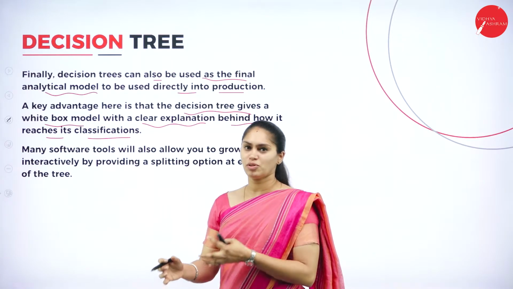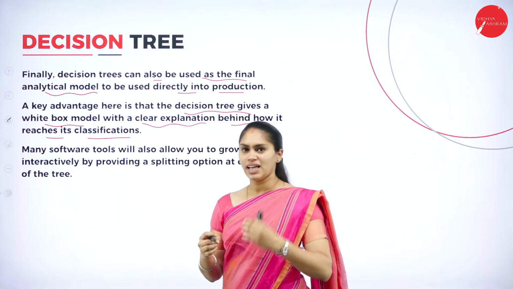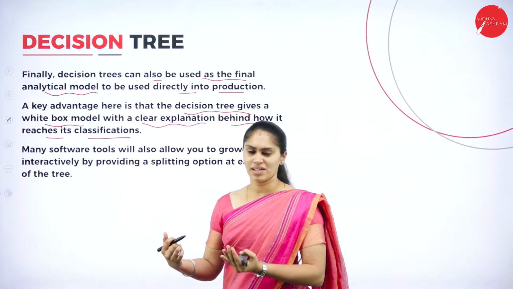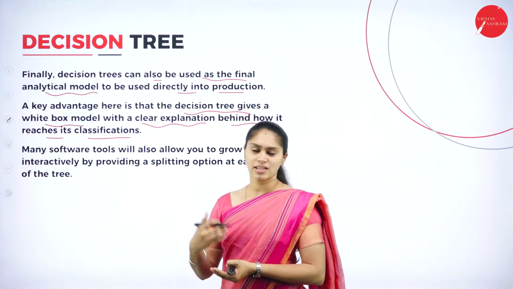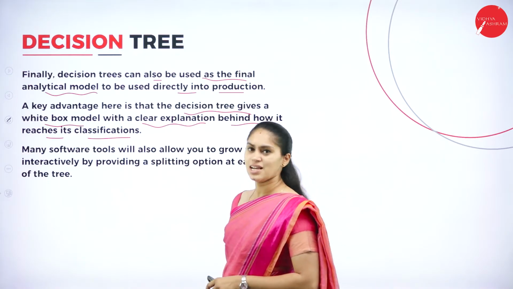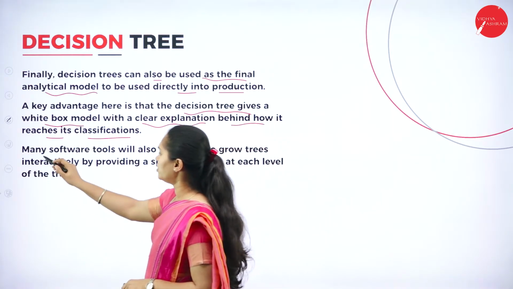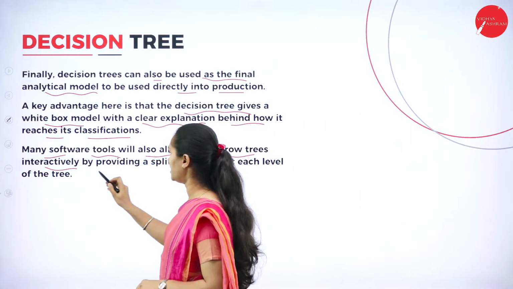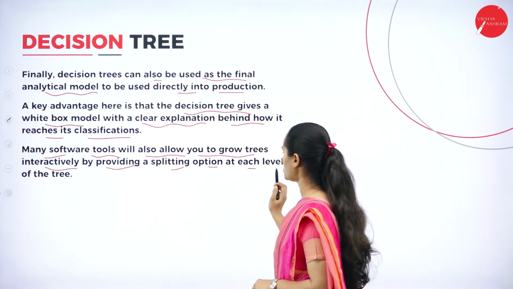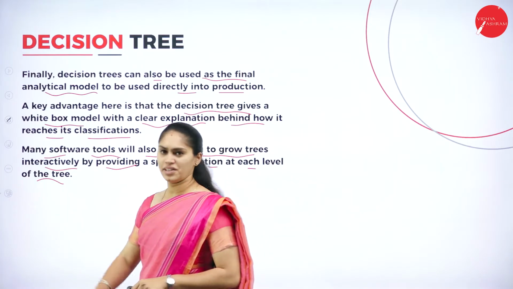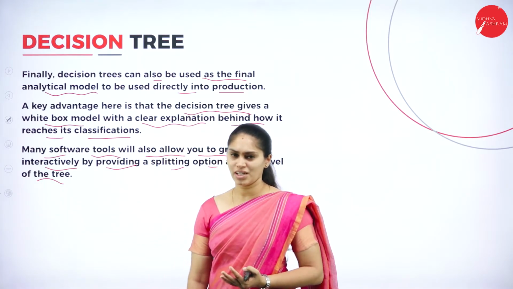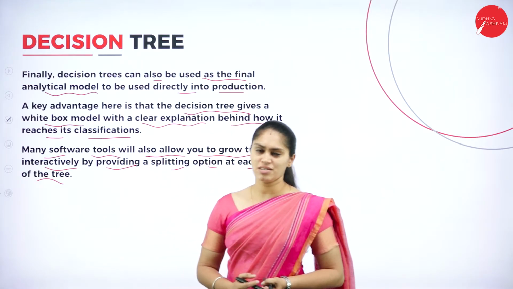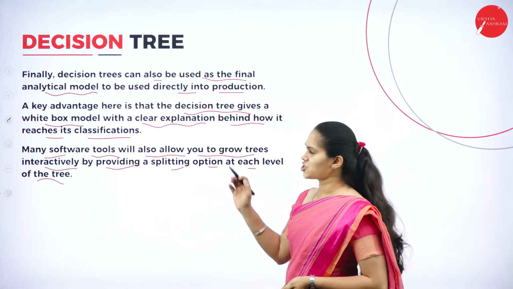If I am arriving at a solution or a decision with the help of this decision tree, I can get to know what happened previously in order to make this decision. That is the main advantage of having this decision tree. Also, many software tools will allow you to grow the trees interactively by providing a splitting option at each level of a tree. So if you have more splitting options in a tree, that gives more opportunity or more specification in order to build a decision tree.